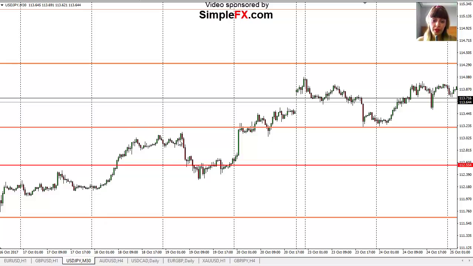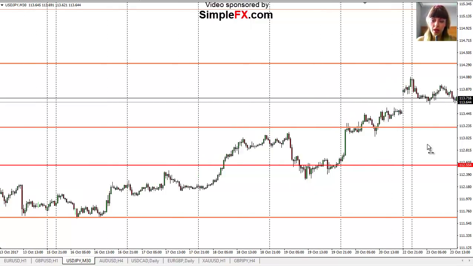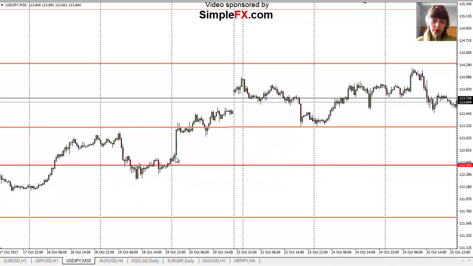So that's why I'm saying it could have been possible just to use those channels and go for these trades with a little bit more risk. Well, there would have been a little bit more reward, but not for me. I needed a bit more confirmation.